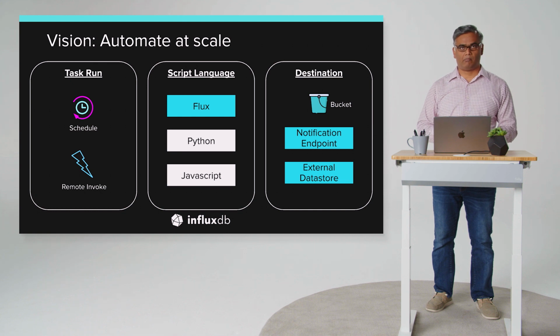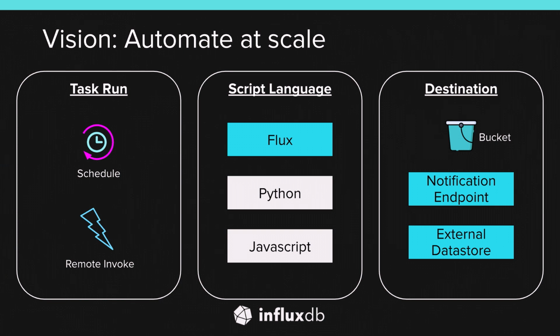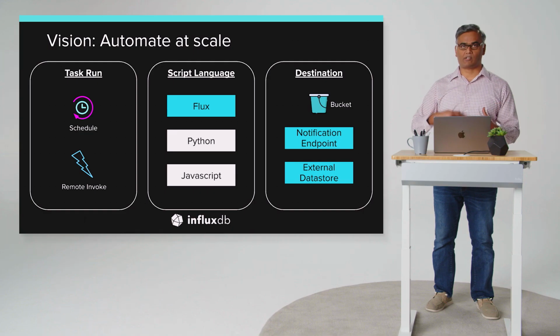Great. What else do we have? In the middle, you see that we have a scripting language. We support Flux today. Flux is awesome at a lot of things, but you may want to code in something that you've been programming in from your birth, for example JavaScript or Python. So we plan to add these so you can not only run Flux scripts or Flux tasks, you can also run a Python or JavaScript task and really act on your data. So you don't need to learn a new language and so on.